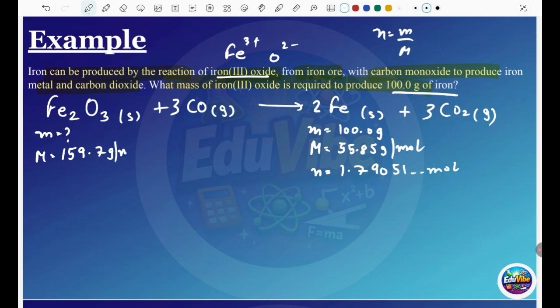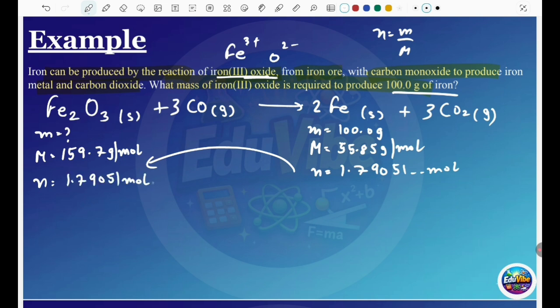From here you can also find the molar mass of Fe2O3, which is going to be 159.7 grams per mole. This is basically the molar mass of this. And you'd find the n from here. How? You have to find the n for this by doing this thing. So this is the required.